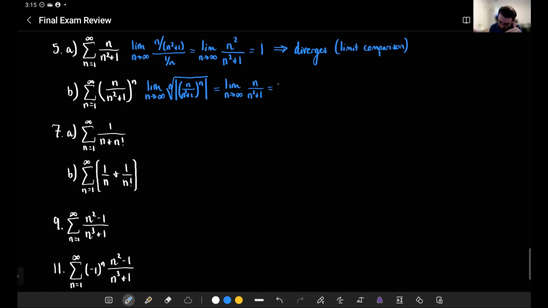I apply L'Hopital. This will be a good thing. Derivative of the top is 1. Derivative of the bottom is 2n. As n goes to infinity, that fraction goes to 0. That's less than 1, which implies convergence by the root test.